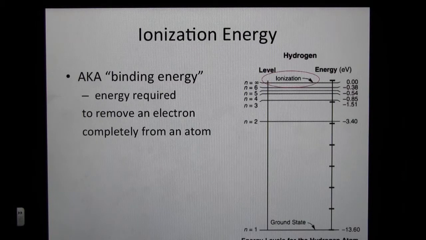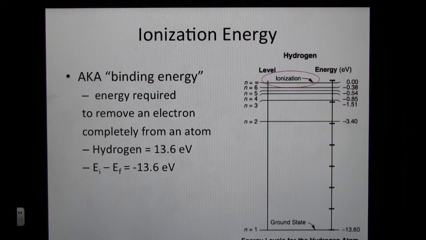In hydrogen, the energy required to move an electron from the ground state to n equals infinity, which is essentially out of the atom, is 13.6 electron volts. As we can see in the diagram, the ground state has a level of negative 13.6 electron volts, which is the lowest possible energy level. The highest possible energy level is 0 electron volts.